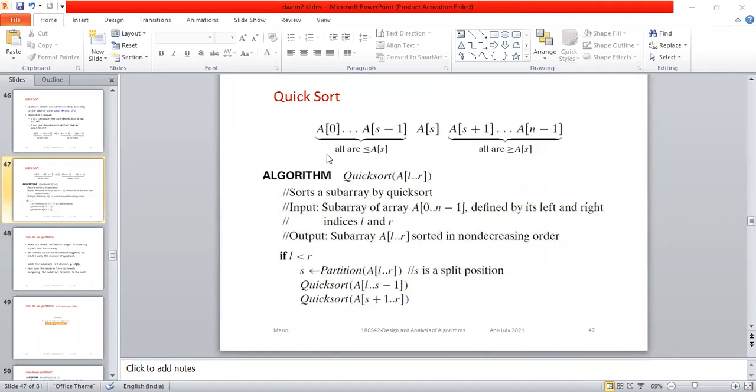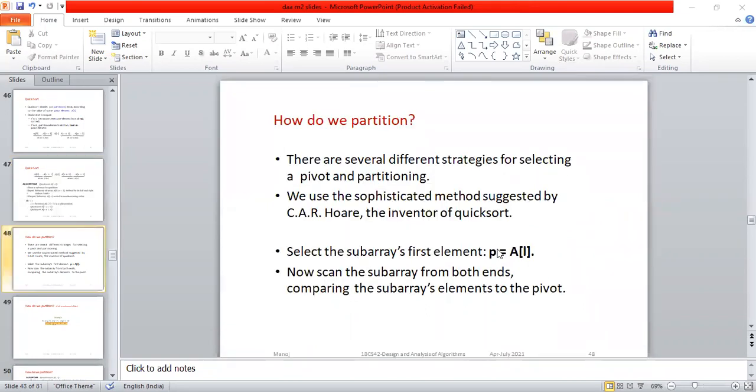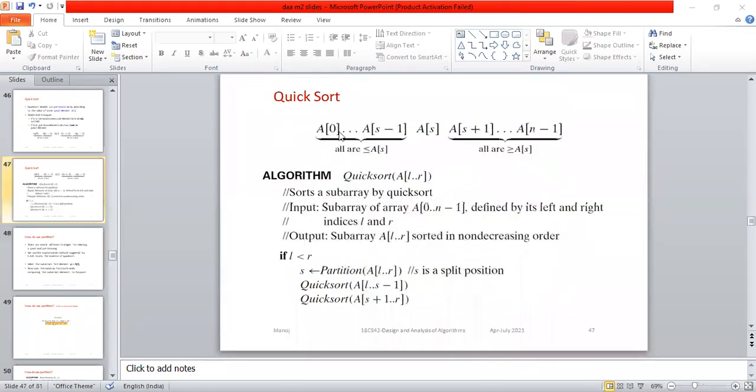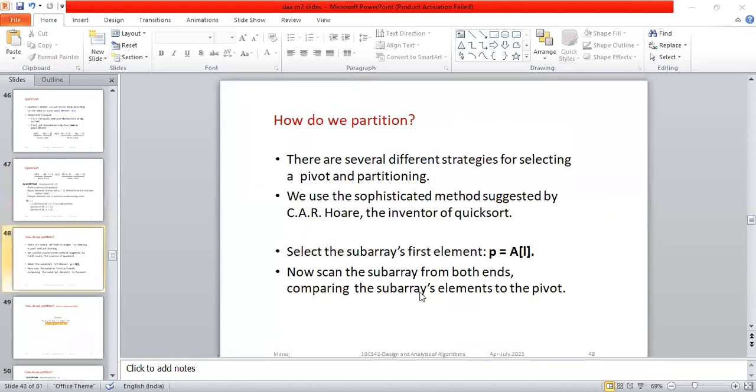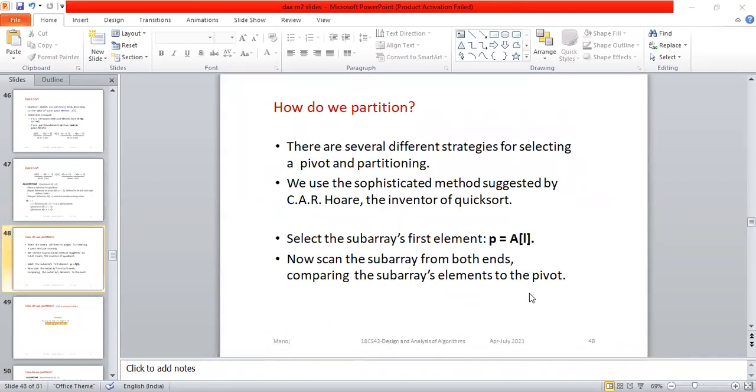What is the initial A of L? A of L is the first element. A of 0, A of L, both are same. So pivot element is equal to the first element. Sub-array's first element you have to take. For this entire array, subarray 1, subarray 2: for subarray 1, it is A of L. For subarray 2, it is S plus 1. Okay. So now scan the subarray from both the ends, comparing the subarray elements to pivot.